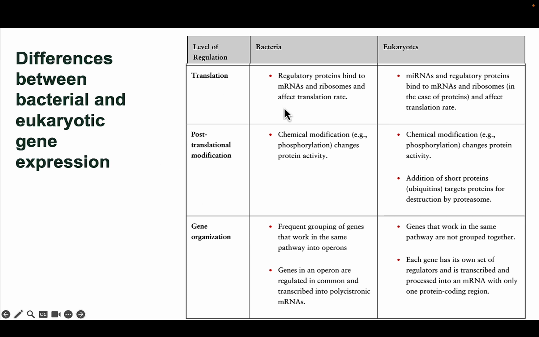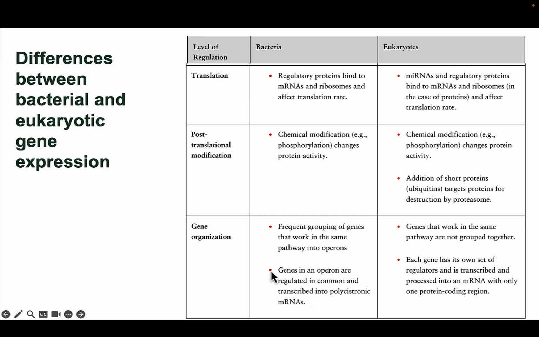Translation is controlled in bacteria, so regulatory proteins bind to mRNA and ribosomes, and this affects the rate of translation, and that also occurs to some extent because of regulatory RNAs as well in eukaryotes. We also have post-translational modifications occurring in both domains of life. In eukaryotes, we also have the addition of short proteins like ubiquitins that can target proteins for destruction.